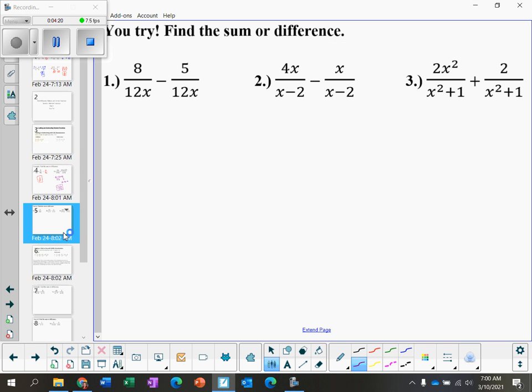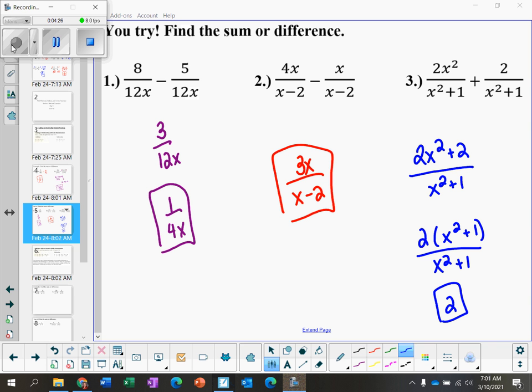All right. You go ahead and try the next set. You can pause, and I'll show the answer. All right, so for number 1, the 8 minus 5 gave us 3, and 3 over 12x can be reduced to 1 over 4x. For number 2, 4x minus x gave us 3x over x minus 2.